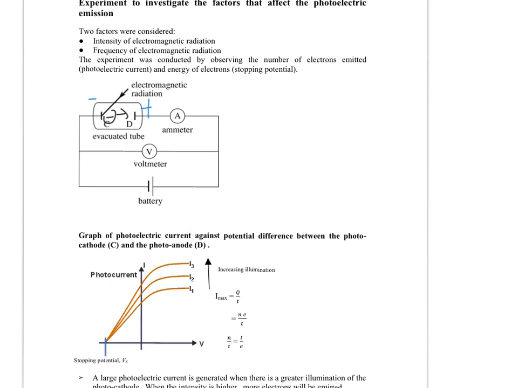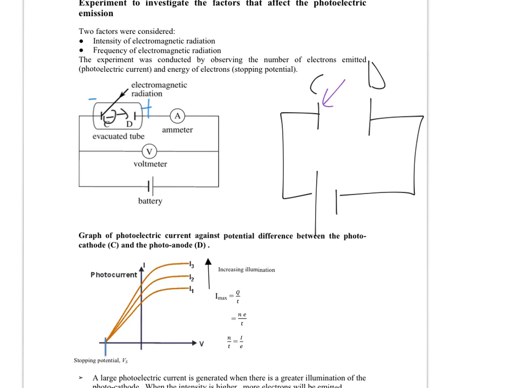We must reverse the polarity. So what do you mean by reverse the polarity? Remember your C and your D here. Instead of connecting it to negative and positive like this, we switch polarity. So now we switch this to positive and negative. But we still shine the ultraviolet onto the cathode, which is actually now not a cathode because it's connected to positive, but let's call it C.